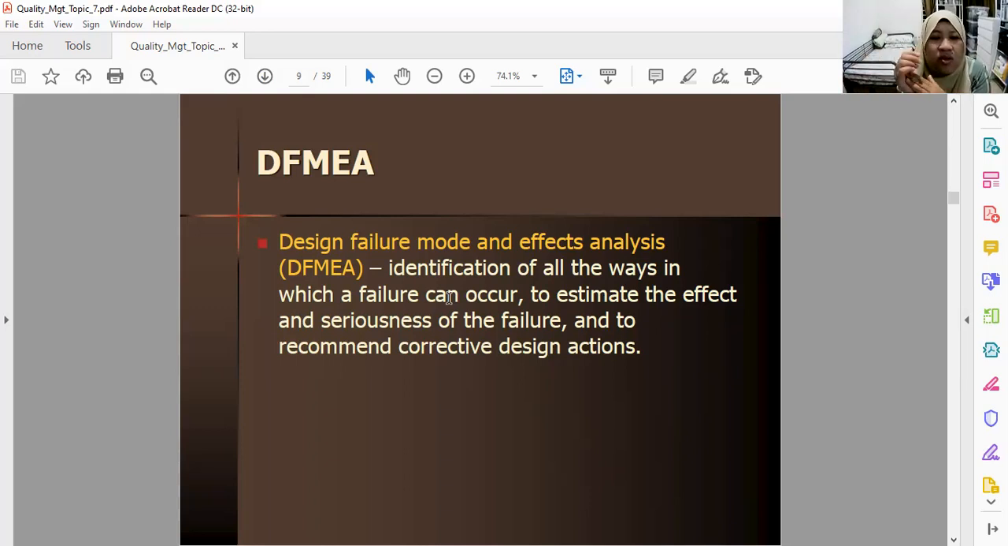So to estimate the effect and seriousness of the failure, whatever failure we have detected, of course we want to know how much this failure can affect the whole. How a certain error may cause the whole thing to fail. So we want to know how serious the failure is, and of course to recommend the corrective design action. So this is the part where we want to know what corrective action we have to take. That is the part of DFMEA.